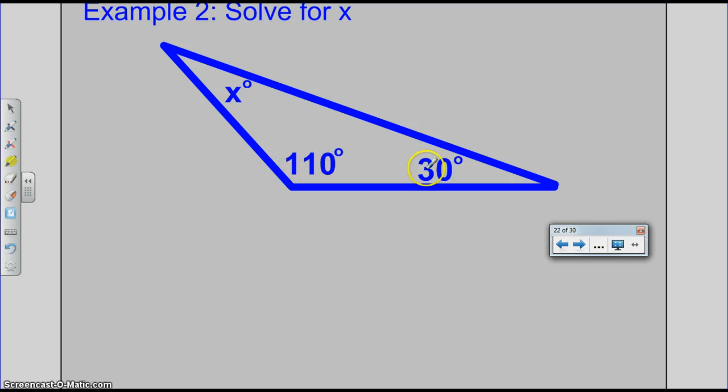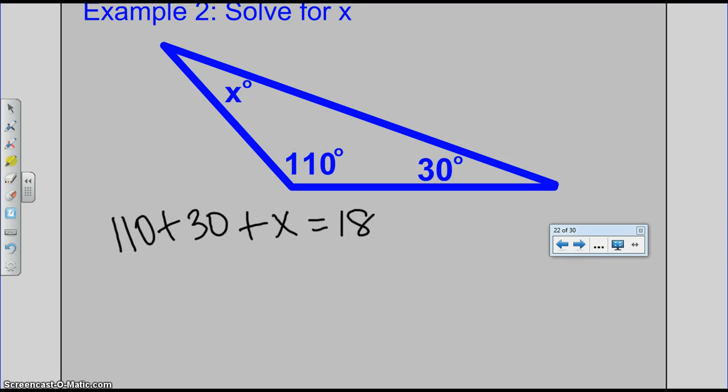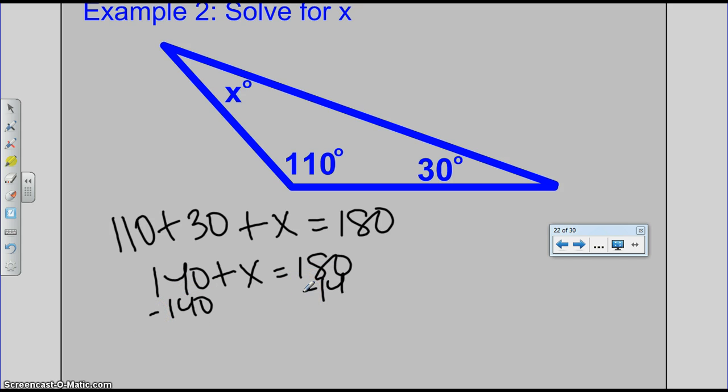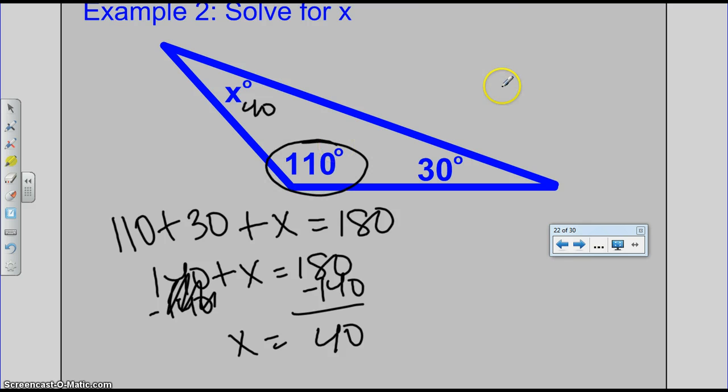I have 110, 30, and something. 110 plus 30 plus x gives me 180. 110 plus 30 is 140. Plus x gives me 180. I subtract 140 from both sides. This becomes 40, and I know x is 40. If x is 40, how do I classify this triangle based on the angle? I hope you said obtuse.